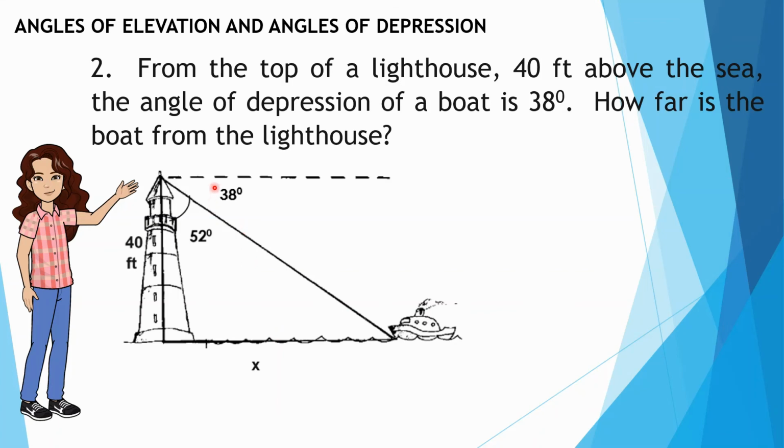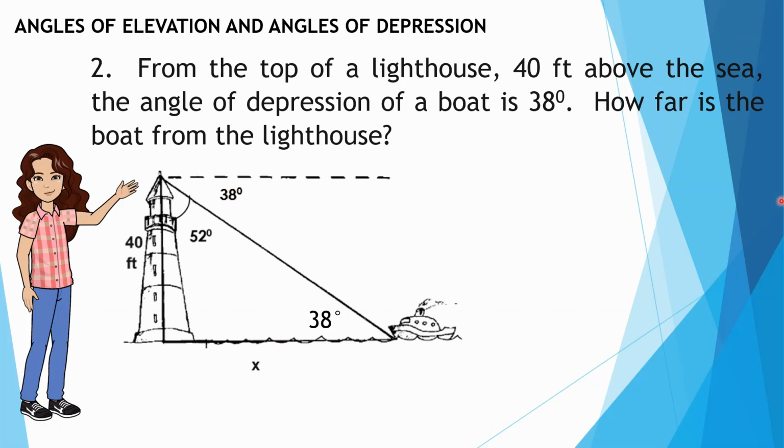First, we have 38 degrees here. You can get the complement of 38, which is 52, because you are going to find the degrees here. Or you can use the transversal and parallel lines. This is the alternate interior angle, so they are equal. So 38 degrees, and this is also 38 degrees.